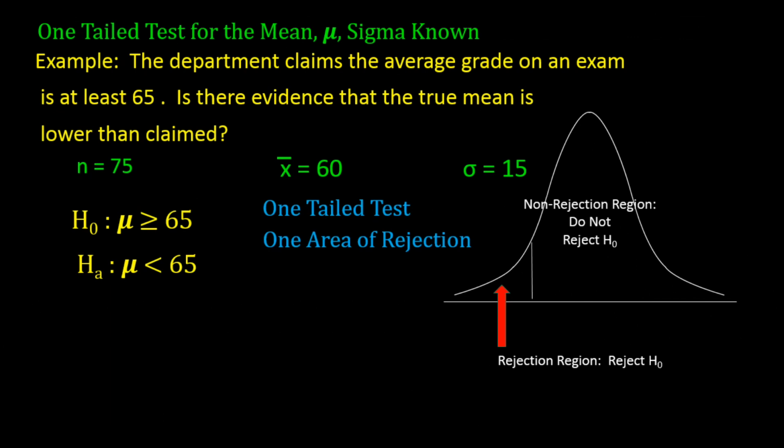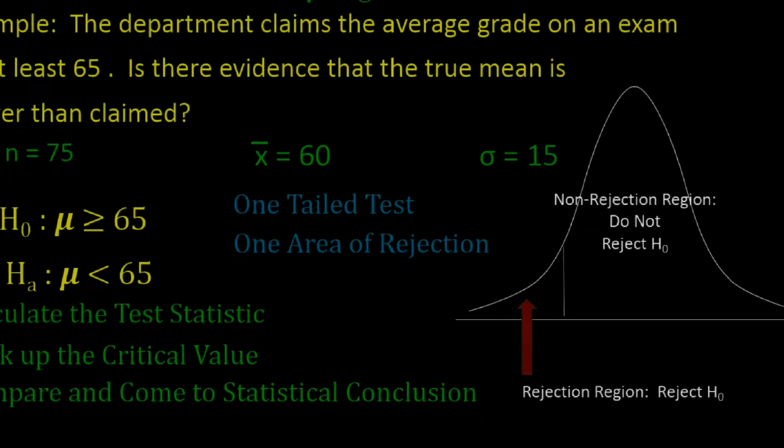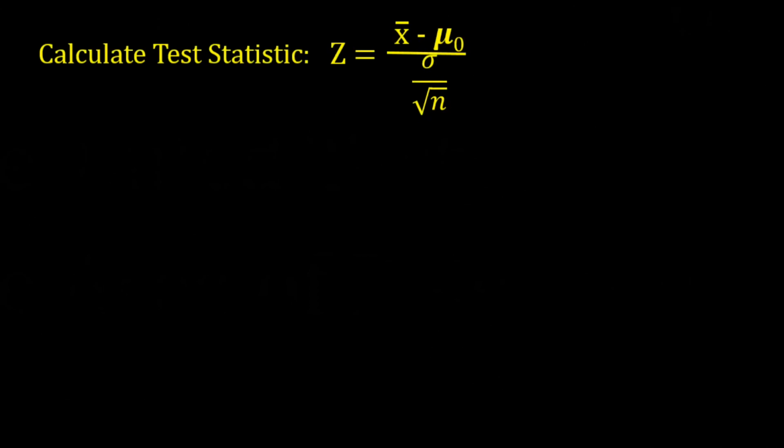And then the entire region to the right of that area is the non-rejection region. Now, using the critical value approach, we need to calculate the test statistic and look up the critical value for a specified alpha value, and then compare the two to come to a statistical conclusion. So let's do that. To calculate the test statistic for a one-tail test, we use the same formula as we did for a two-tail test.